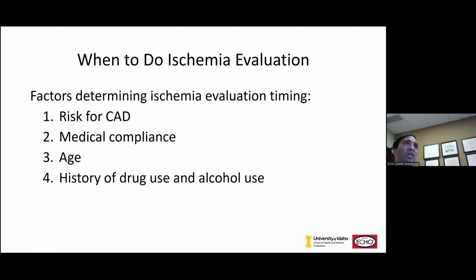When do we do ischemic evaluation, and what kind of ischemic evaluation do we need to do? Is it a coronary angiogram, or a coronary CT scan, or stress MRI, or nuclear stress test, stress echocardiogram? We have so much. Everything has to go back to one basic premise: what are the risk factors for coronary artery disease? And what do we think about this patient's medical compliance? What is the age of the patient? What is the history of drug use and alcohol usage?